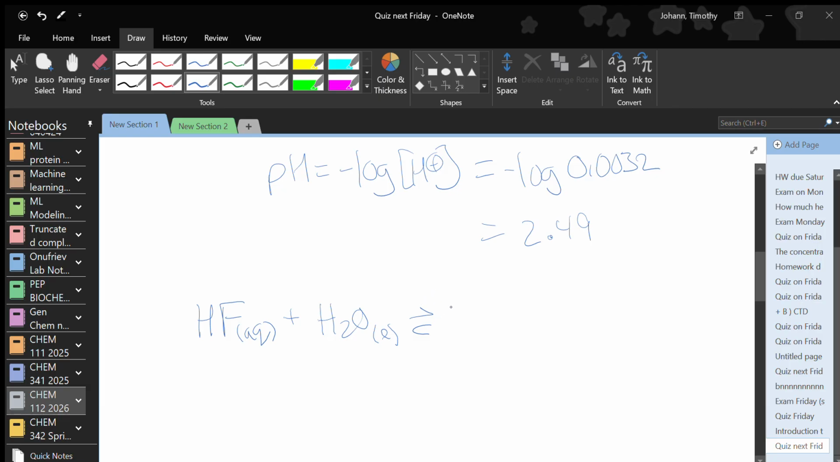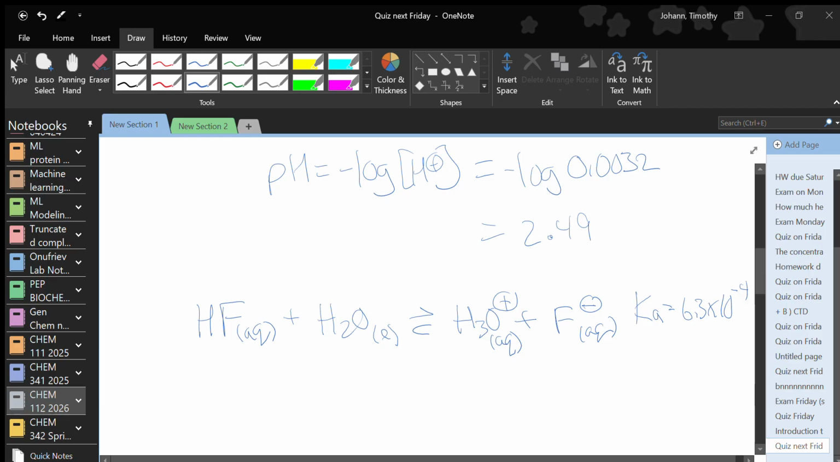And then H plus, oh, so H3O plus at this point because I put the water in, plus F minus. It's aqueous, that's aqueous, right? All right, so we've got that reaction, and the Ka for this, I think, is 6.3 times 10 to the fourth. I'll look at my notes. Yes. Okay. 6.3 times 10 to the negative fourth.